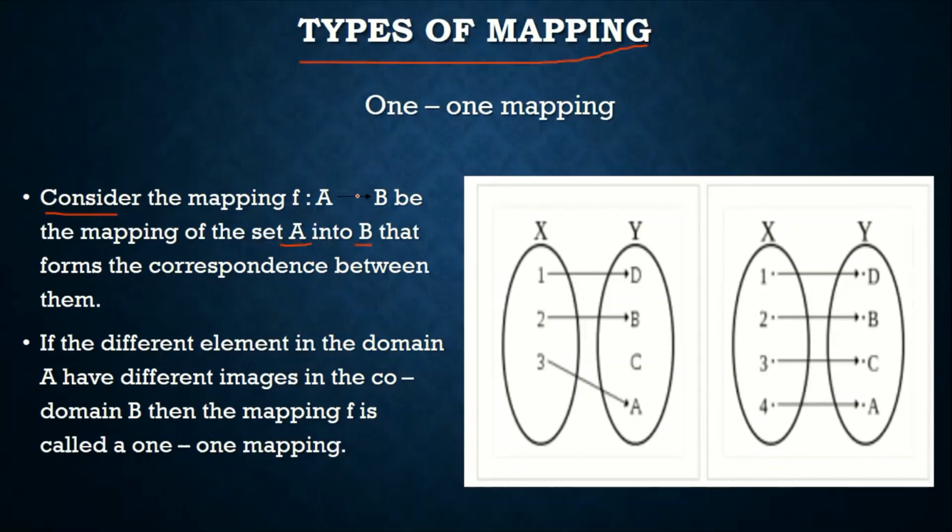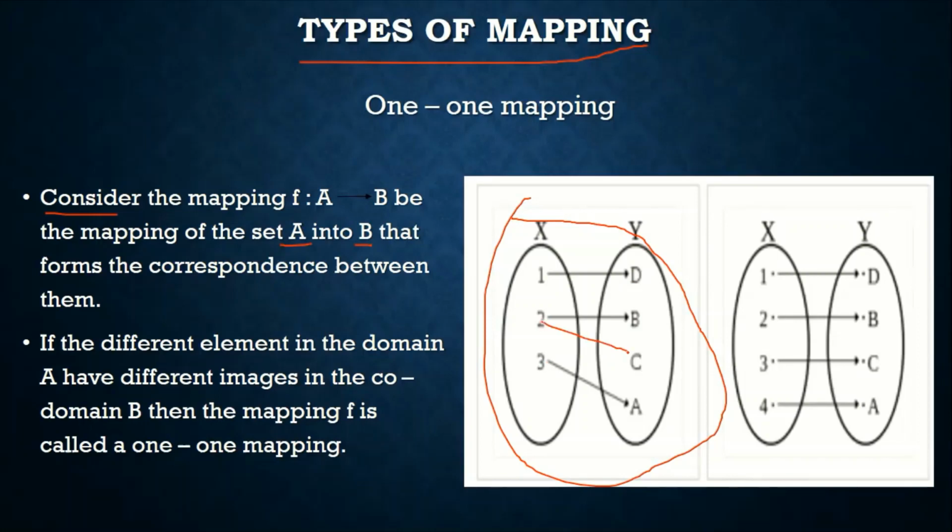Now that mapping is a one-to-one mapping if different elements in the domain A have different images in the codomain B, then the mapping F is said to be what? To be called a one-to-one mapping. Example, this first one is called a what? It's called a one-to-one mapping because each element has a unique image or has a unique representation in the codomain.